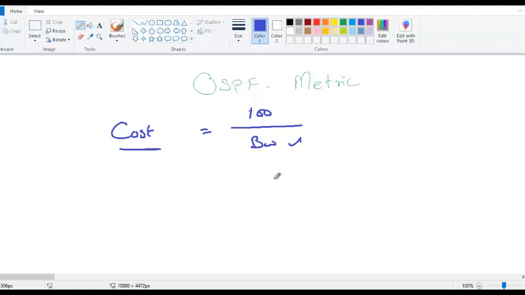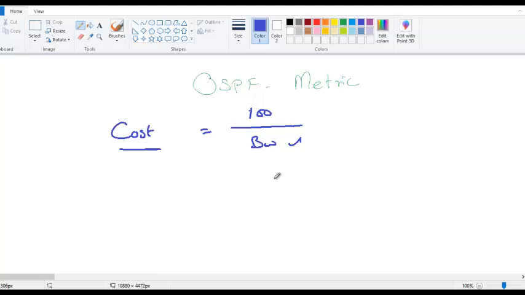Listen. To provide you a best path, metric needs to be calculated dynamically. We all know. And OSPF uses bandwidth and calculates the cost dynamically for you. See, I'm using the word dynamically again.